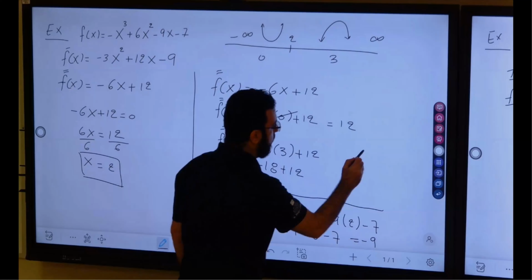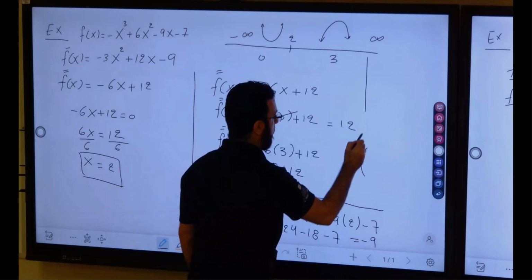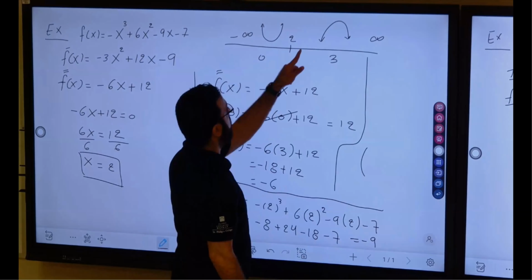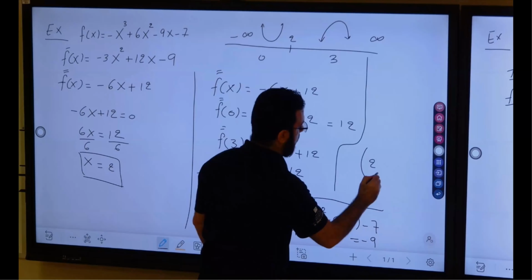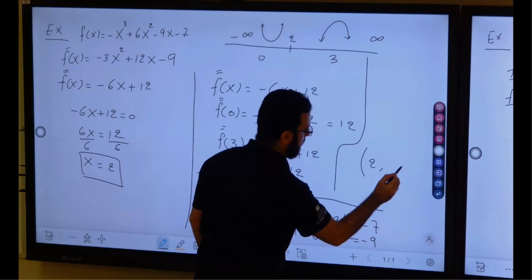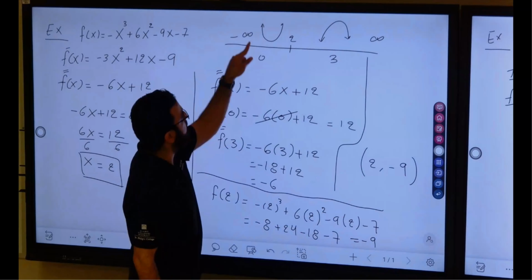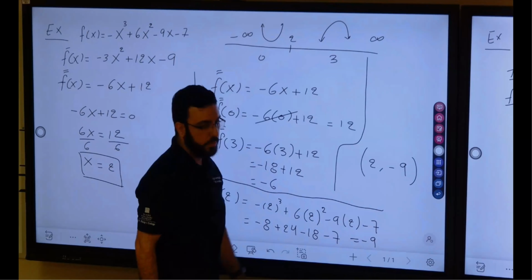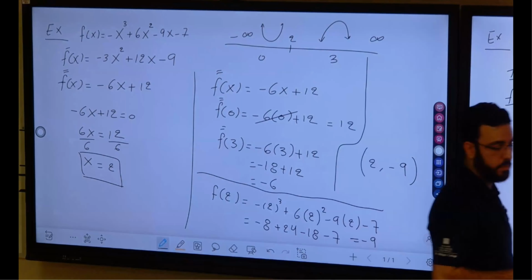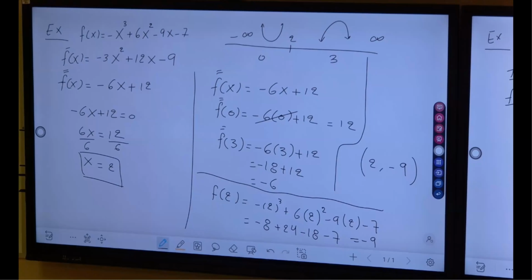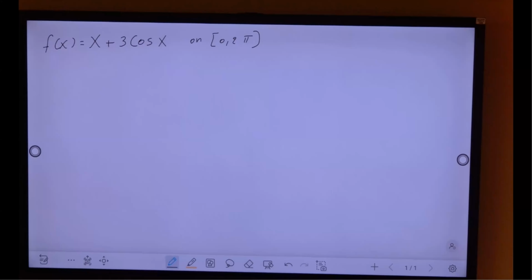So our inflection point is what? 2, and the y is -9. This is our inflection point, where the function changes from concave up to concave down. So let's check this one.